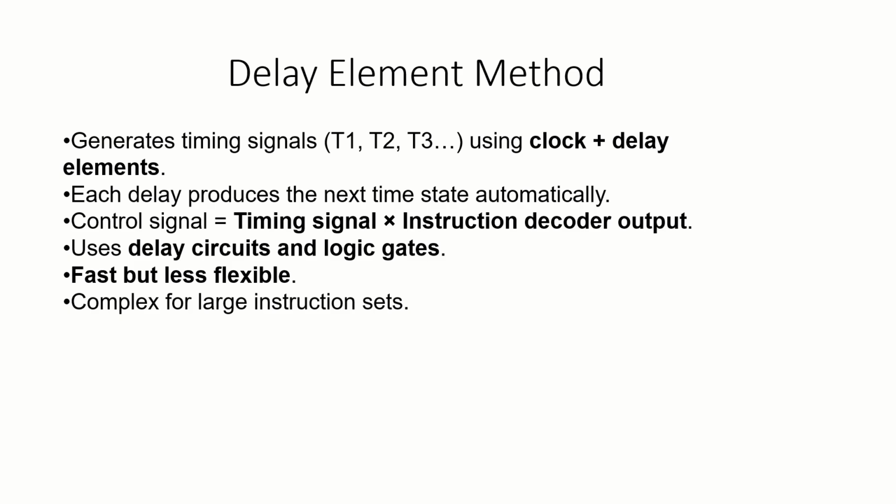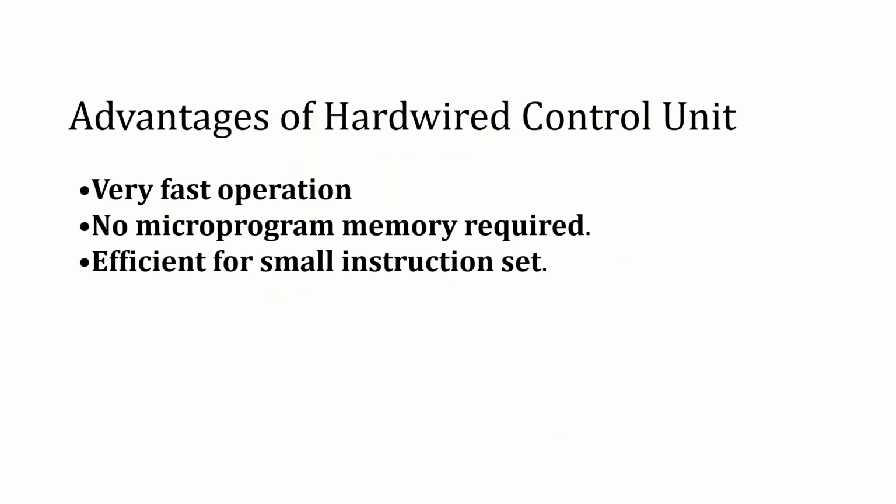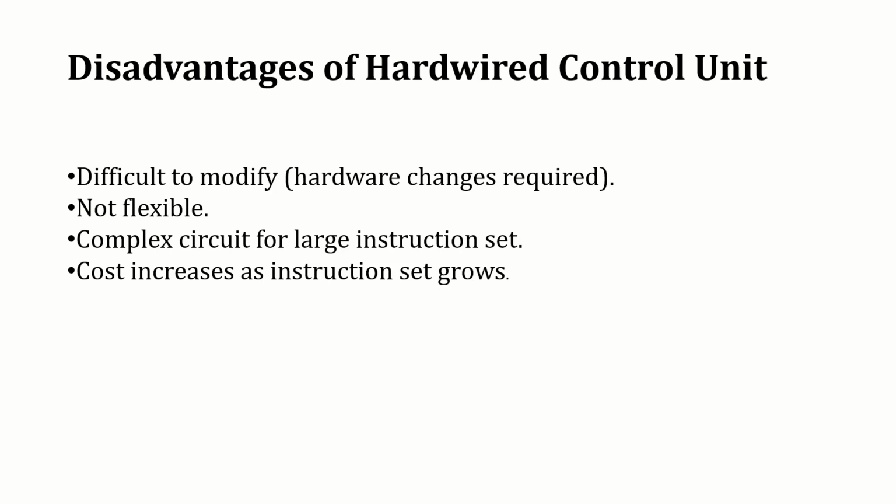Then we understood the delay element method. It generates timing signals T1, T2, T3 using the clock plus delay elements. Each clock, each delay produces the next state automatically, and it uses delay circuits and logic, which we discussed in this diagram. You can see where we use AND gates and OR gates. These are the logic gates we use. On the left side there is a flow chart of how the instruction goes on, and on the right side there is the proper diagram.